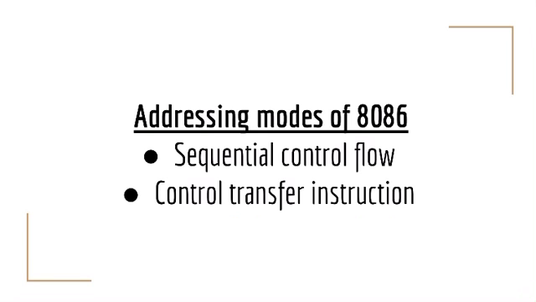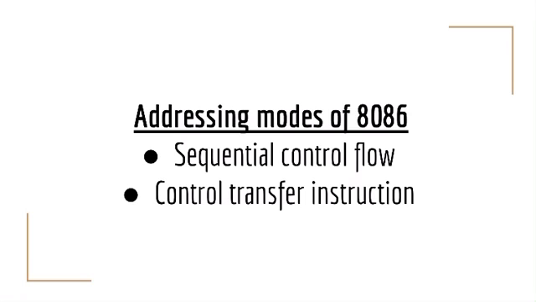Now let us see what the addressing modes of the 8086 are. The 8086 addressing modes indicate a way of locating data or operands. The addressing modes describe the types of operands and the way they are accessed for executing an instruction. According to the flow of instruction execution, instructions may be categorized as sequential control flow as well as control transfer instructions. First, let us see about the sequential control flow.